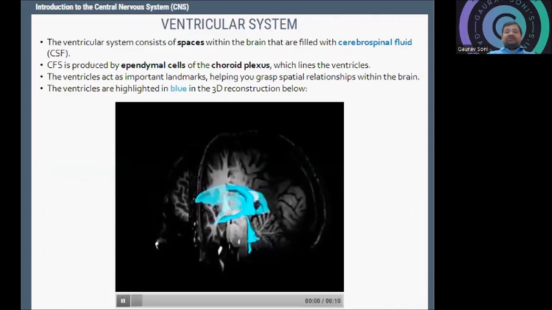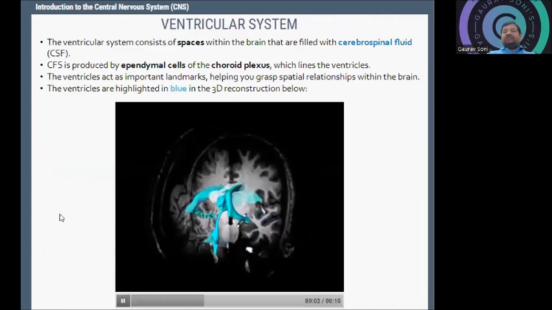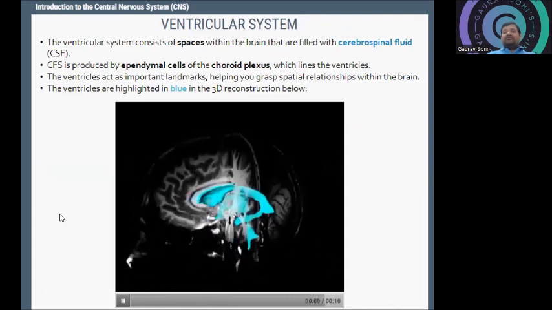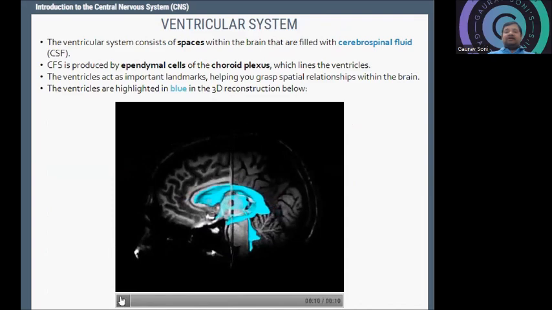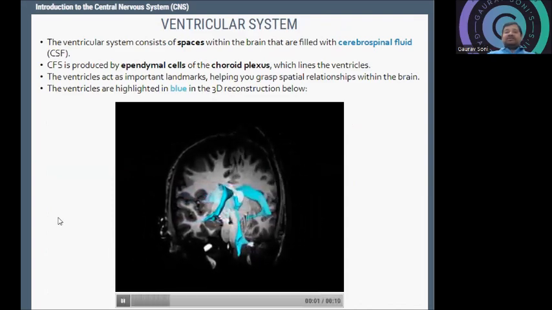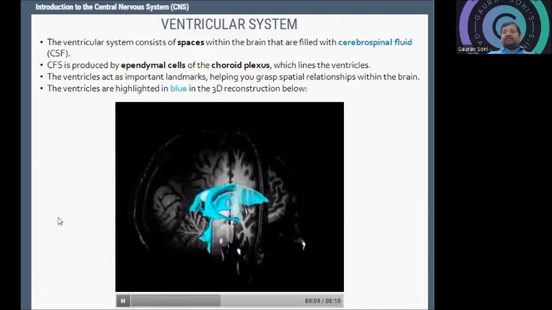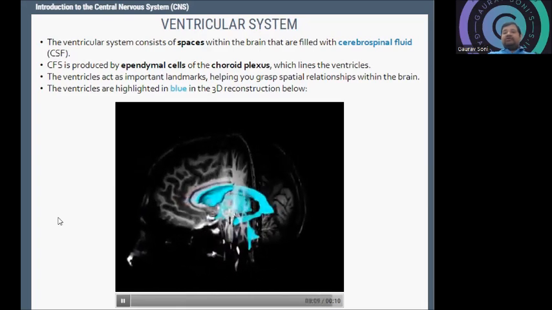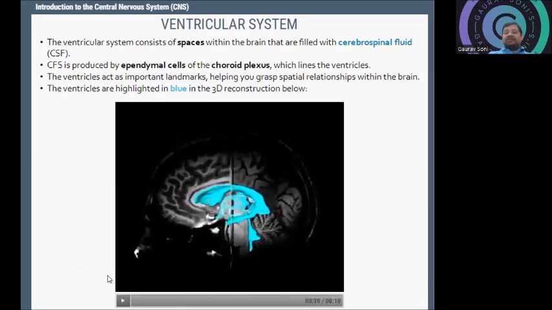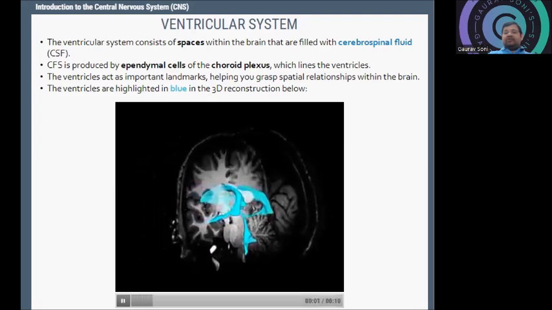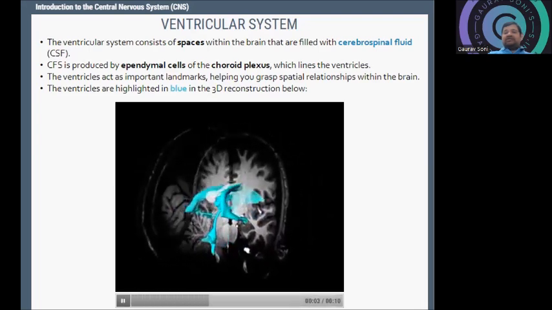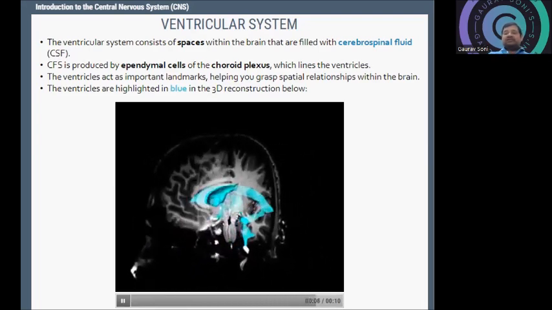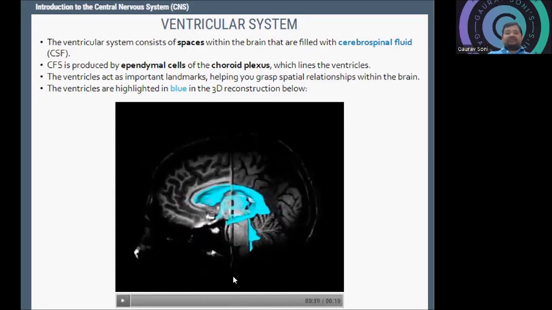Next, coming to the ventricular system. Ventricles are spaces within the brain that contain cerebrospinal fluid, which is produced by the ependymal cells of the choroid plexus, which lines the ventricles. The ventricles act as an important landmark, helping to grasp the spatial relationships between structures, and they are highlighted in blue in this 3D reconstruction diagram. I will play it again. You can see the blue structure. These are all the ventricular system. These are channels in which the CSF flows, and they are present in the middle part of the cerebrum.